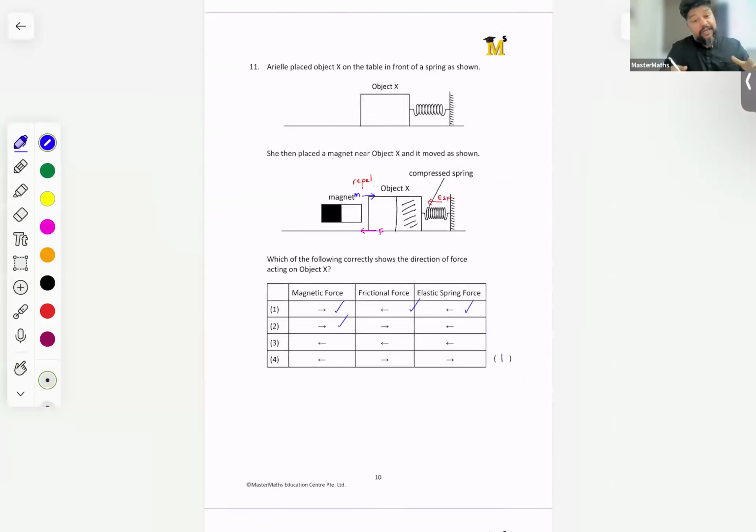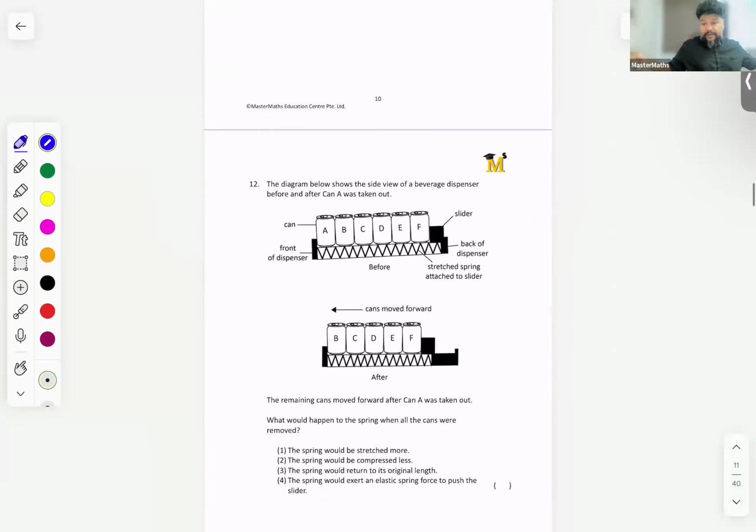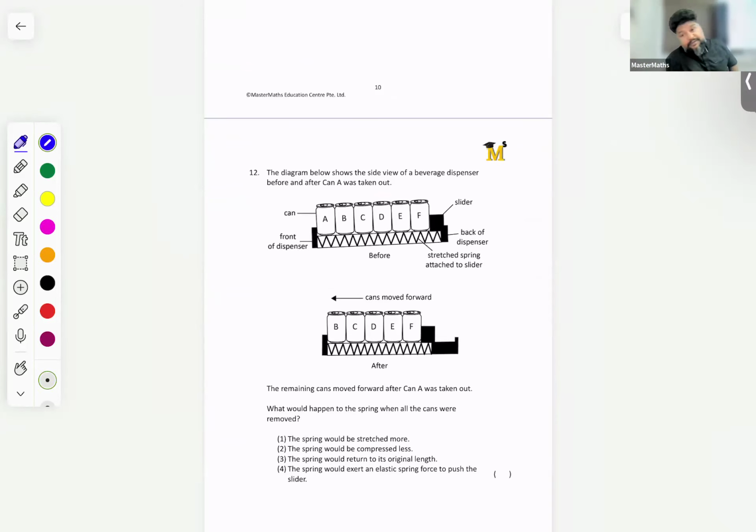Okay? Arisa, do you know why it's 1? Question number 12. Santosh, what was your answer?